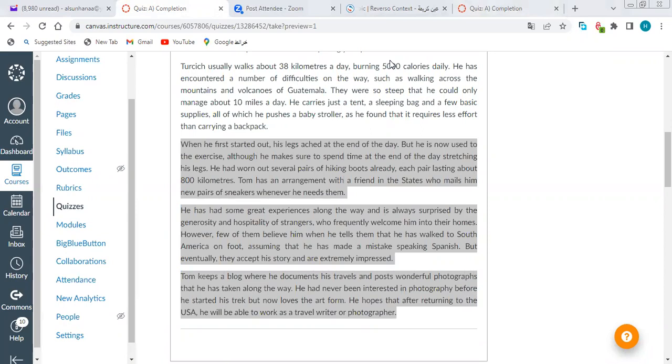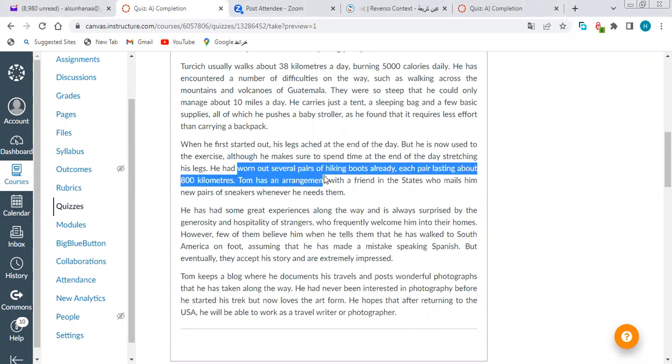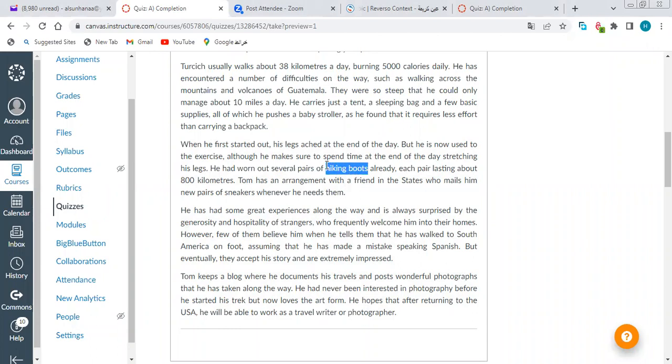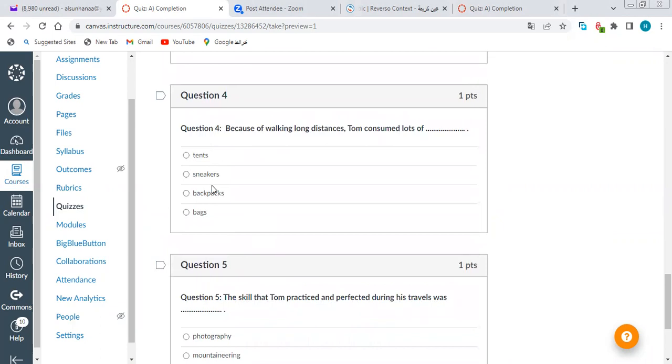Yes, Naif, that's right. Okay, that's perfect. Because here, as you see, I say he had worn out several pairs of hiking boots. So here I say he consumed a lot of hiking boots. I don't have hiking boots in the answers, of course. The closest answer is sneakers. I can say sneakers or trainers. Sneakers equals trainers, guys.